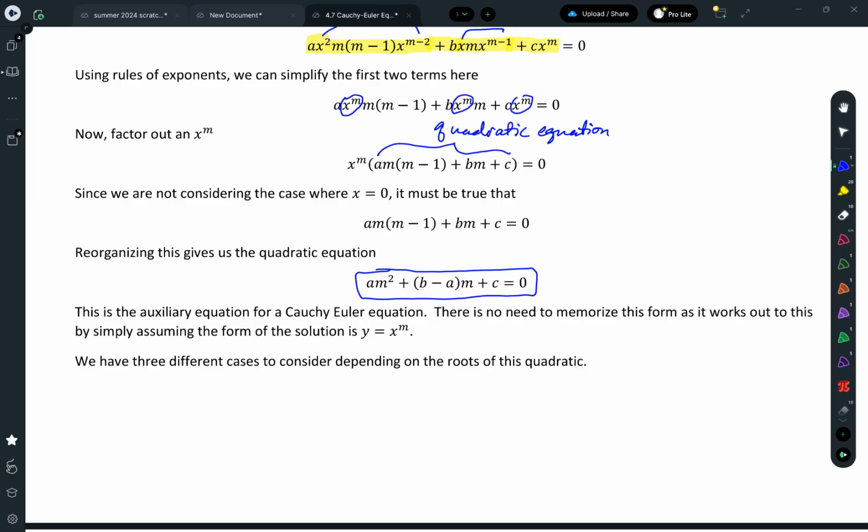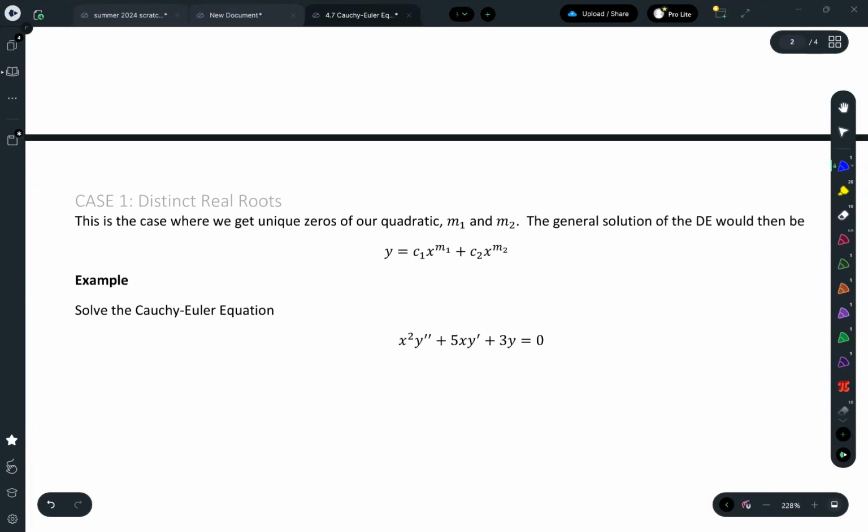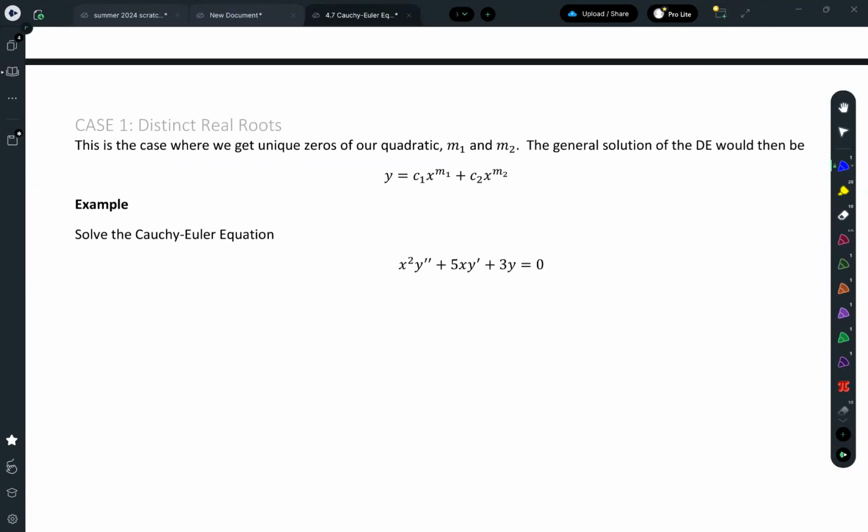Now, we will have 3 different cases to consider depending on the roots of this quadratic equation, because m could end up being real and unique. It could be real and repeated, or we could come up with complex solutions. So case 1, we have real and unique, distinct real roots. So this is the case where we get unique zeros of our quadratic, m1 and m2. Then the general solution of the differential equation would be y equals c1 x to the m1 plus c2 x to the m2. Let's go ahead and see an example that would give us this form.